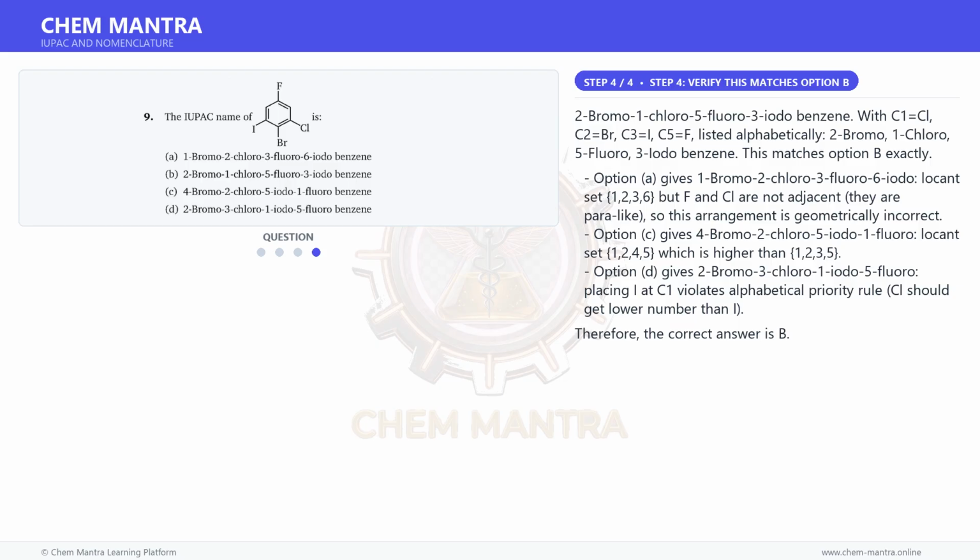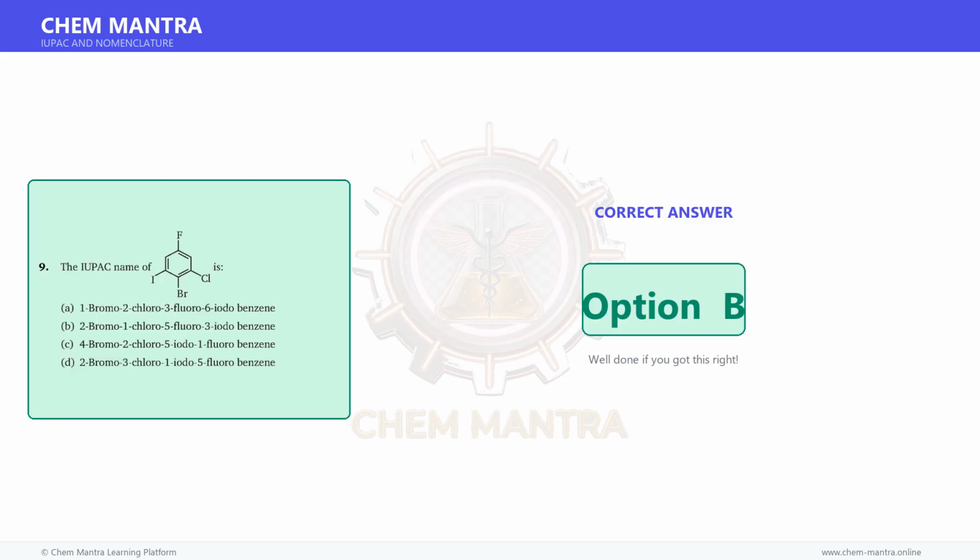Option D gives 2-bromo-3-chloro-1-iodo-5-fluoro. Placing I at C1 violates alphabetical priority rule. Cl should get lower number than I. Therefore, the correct answer is B. Therefore, the correct answer is option B.